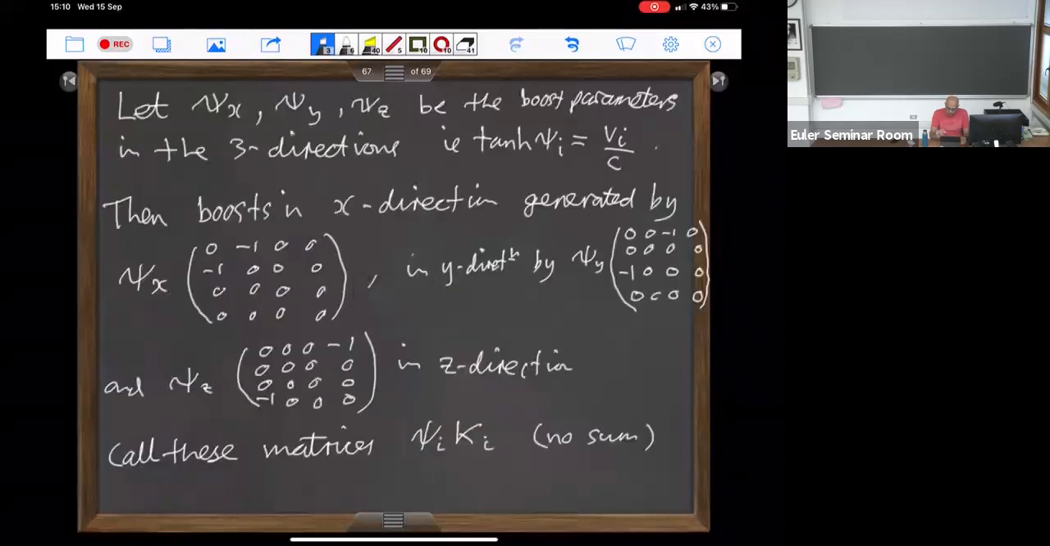And what that means is that we have the following. We'll call psi x, psi y, psi z, or more in index notation psi sub I, the boost parameters in the three directions, so that the hyperbolic tangents of these three parameters are just the three different directions of velocity in units of C. And then the generators of the boosts are given by these simple looking matrices. So let's call these matrices K1, K2, K3.